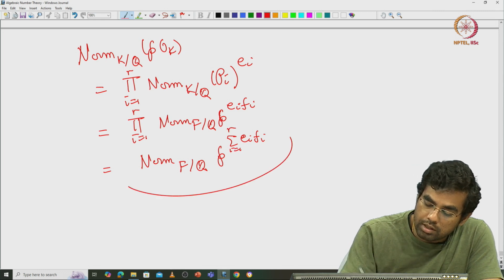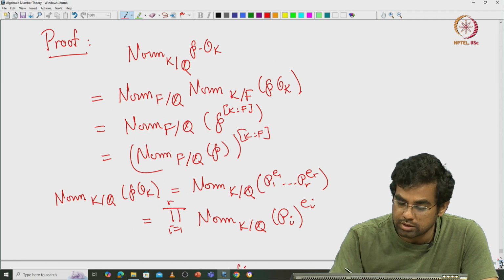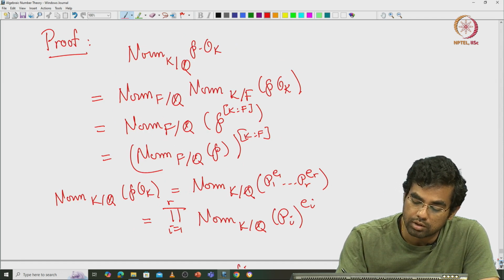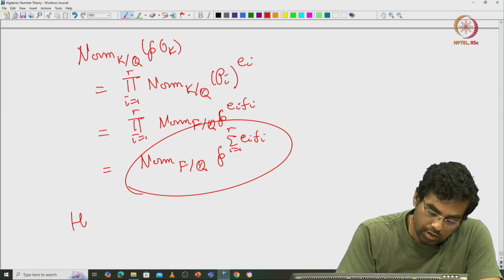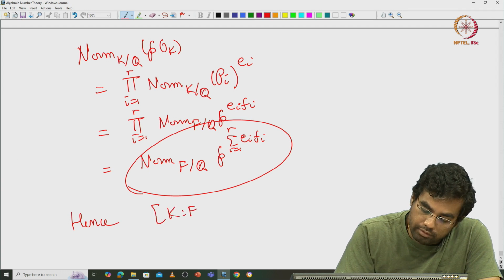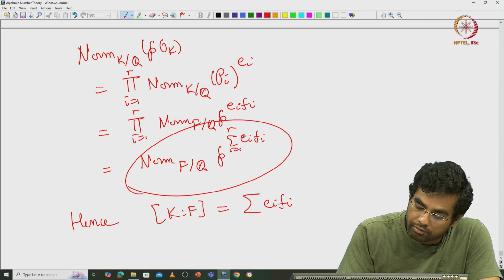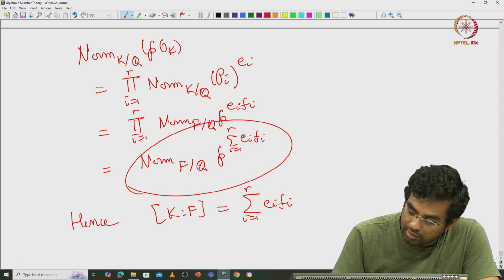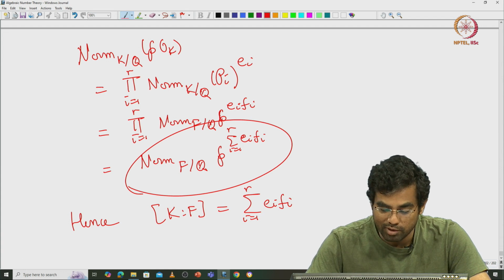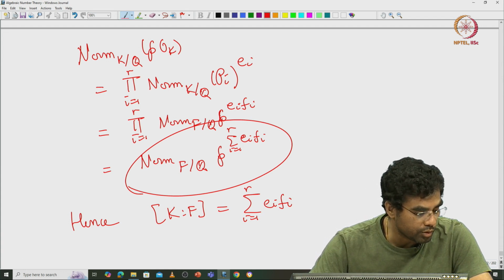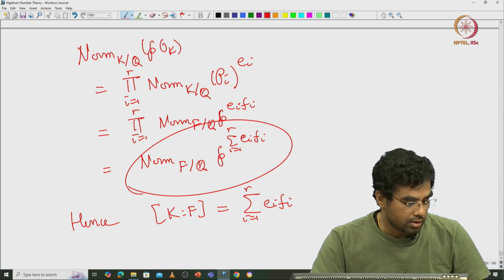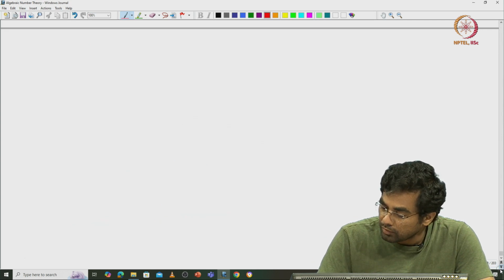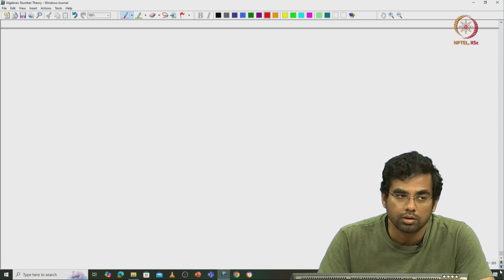So, now you compare this with what we had on this slide, right. So, we compare that with this and we get, so hence we get degree of K over F is equal to summation ei fi, i going from 1 to r. Okay. So, it is a very important relation that we get, and we get it simply by computing norms in two different ways of this extended ideal p times OK. All right.